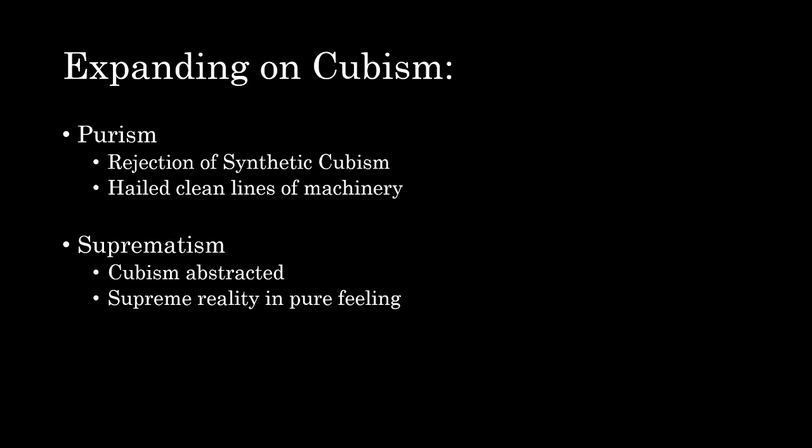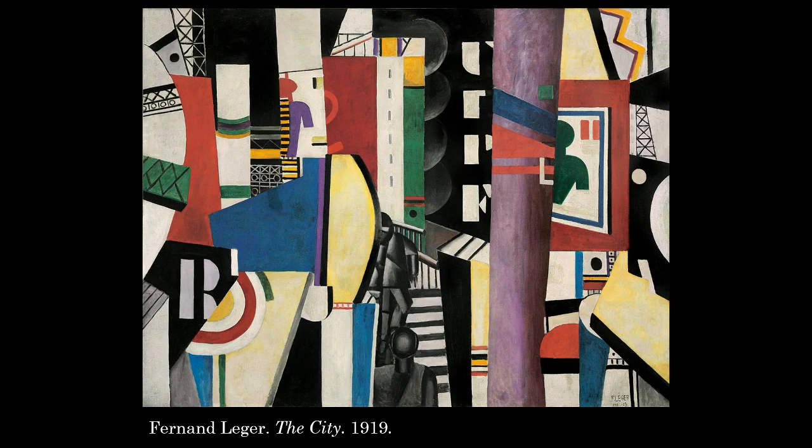Suprematism was a more abstract development that was meant to convey a belief that the supreme reality in the world is actually pure feeling, and it's attached to no object. So this work by the French artist Fernand Léger actually blends elements of synthetic cubism with the aesthetic ideals of purism.